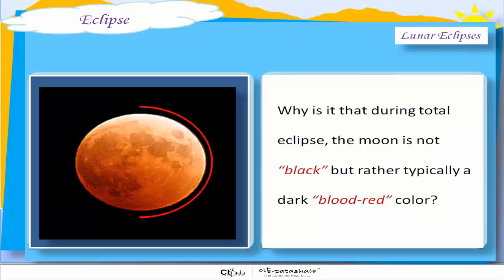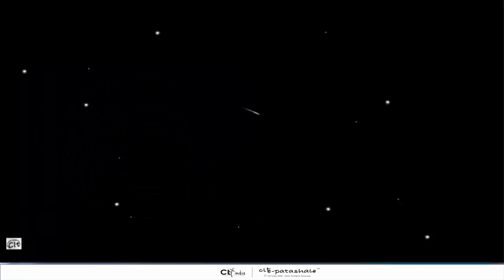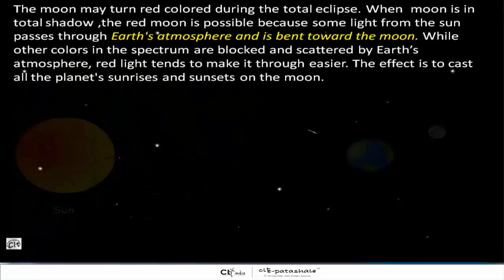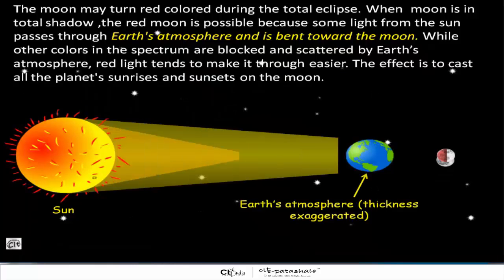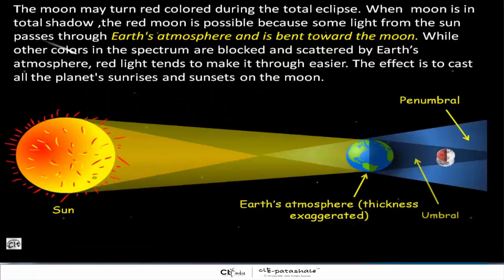Why is it that during total eclipse the moon is not black but rather typically a dark blood red color? The moon may turn red colored during the total eclipse. When the moon is in total shadow, the red moon is possible because some light from the sun passes through Earth's atmosphere and is bent towards the moon.